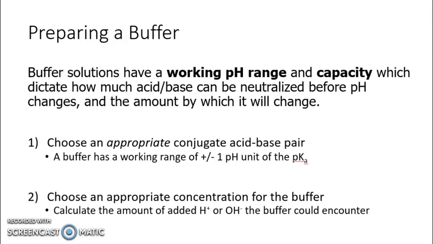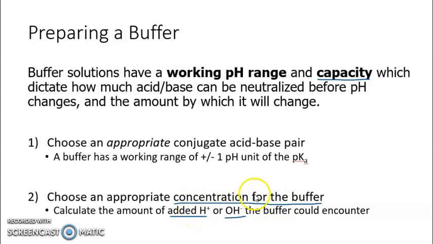Now, the second part, so we've just focused on working range. The second part is the capacity. How much acid or base can be neutralized before the pH changes? And this is related to the concentration of the buffer. Now, if you know about how much of an insult, how much of a change you're going to be subjecting your buffer to, the amount of added protons or the amount of added hydroxide, you calculate that, and then you make sure that the concentration that your buffer has is equal to or greater than that concentration.